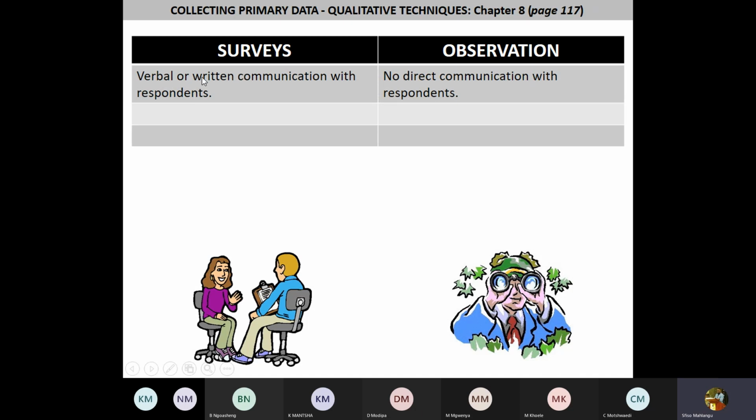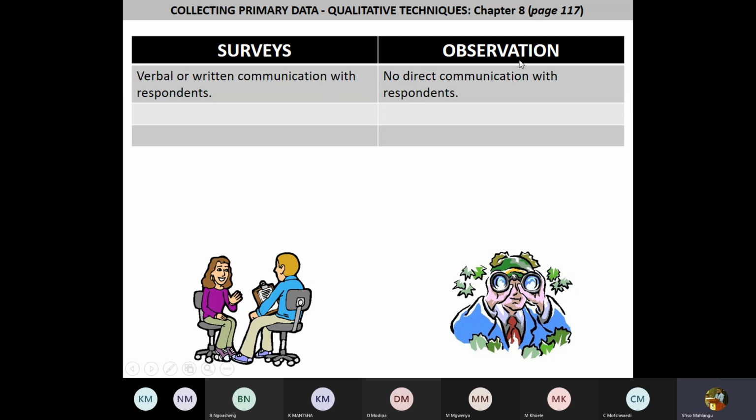Most of the time, even if we send a letter or a survey link via email and the respondents click on the link and complete the survey, they still communicated with us. It was just written communication. Verbal is obviously when we interview face to face. If it's impossible to communicate with the respondents, we tend to use observations, where there is no direct communication with the respondents. That's the difference between surveys and observation.